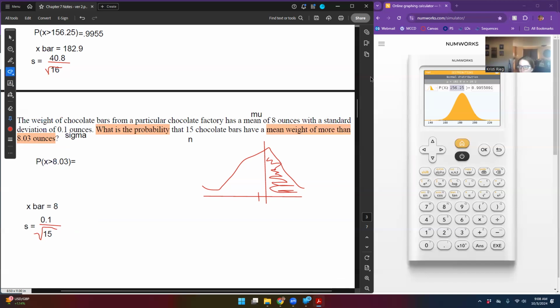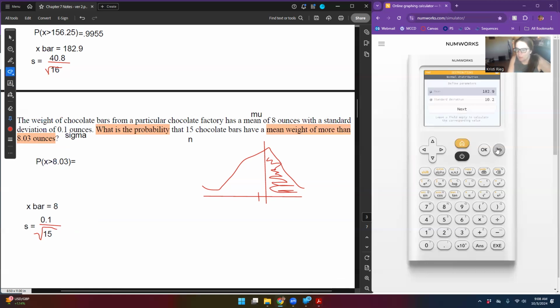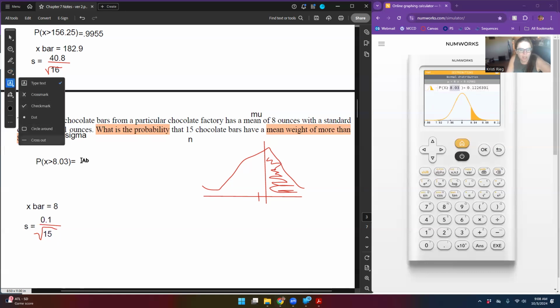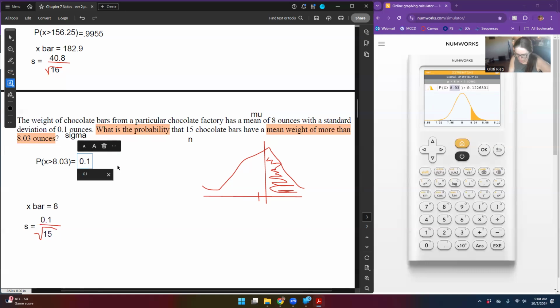All right. From here, we have to go back to our mean. So our mean is 8. Our standard deviation is 0.1 divided by the square root of 15. See how it's weird now? It's a little tinier. It goes on forever. That's perfect. That's exactly what we want. And now I want the probability. I'm going to change it to greater than. And we have 8.03. And voila, there is our answer. We have 0.1226.